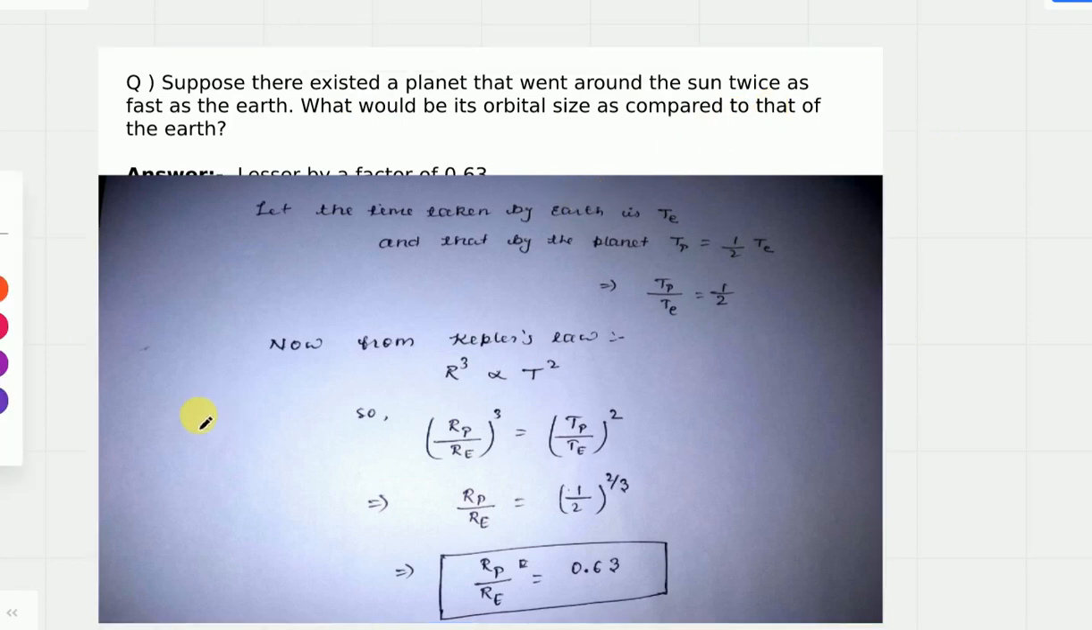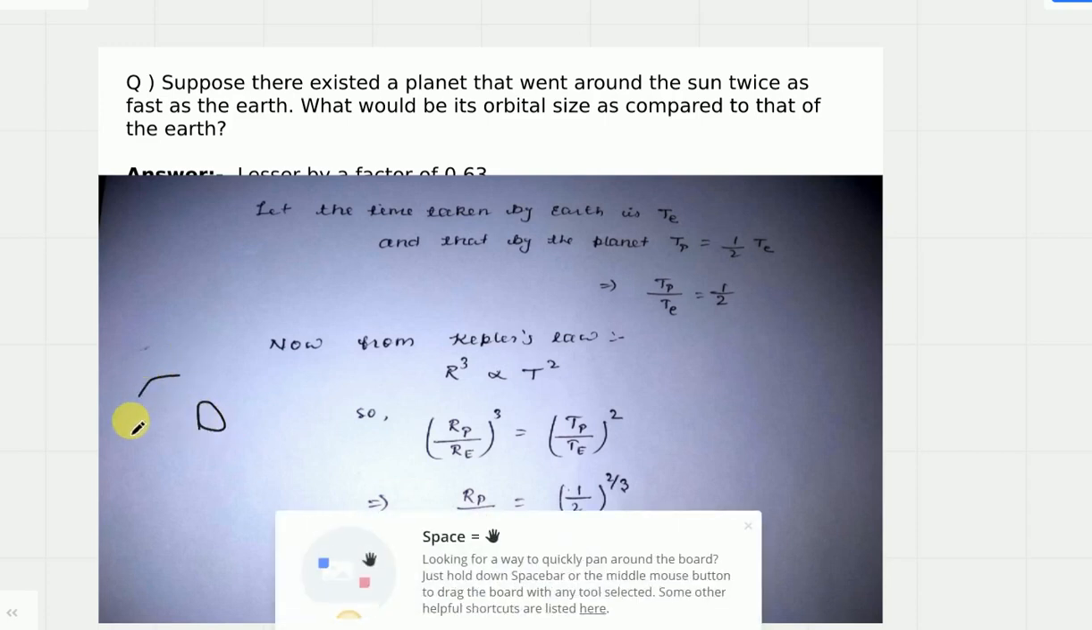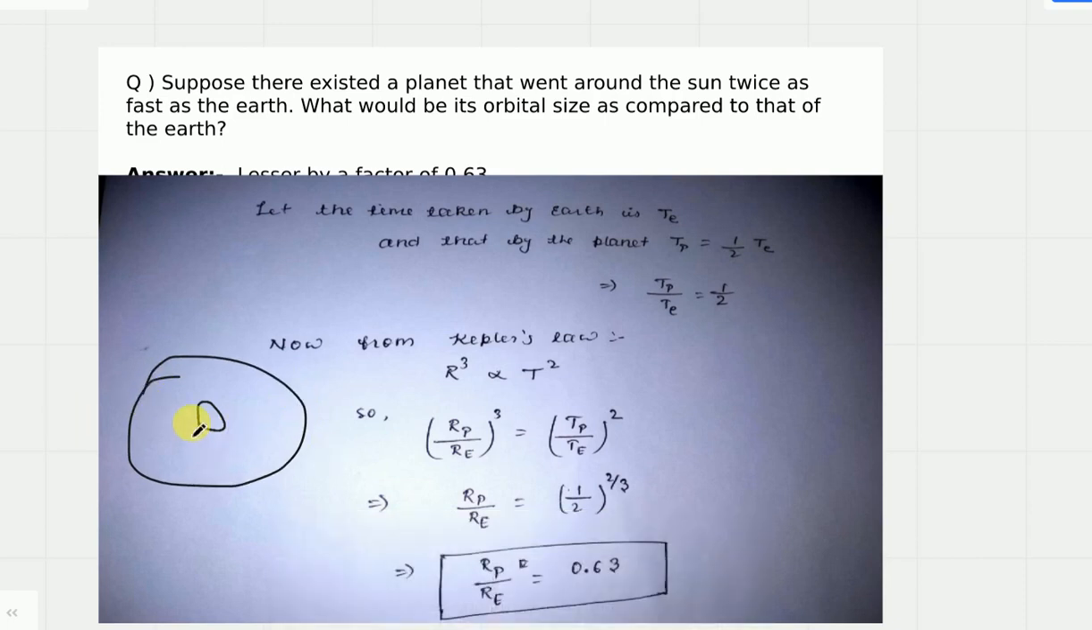Orbital size means, if this is the Sun, the path that the planet traverses around the Sun, that will be its orbital path. Okay. So remember one formula. Let the time taken by the Earth be Te, and that of the planet be Tp. So what will be the relation between Te and Tp?